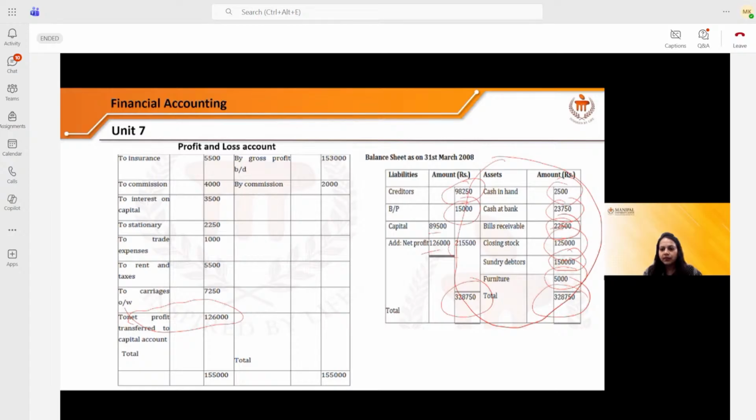Okay. So just look at the format first, then you can understand. Someone is asking the formula of net loss. There is no formula of net loss. If the debit side total is more, then there will be a net loss. If the credit side total is more, there will be a net profit.